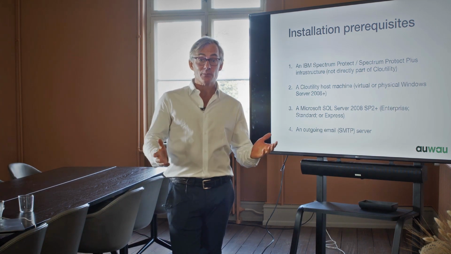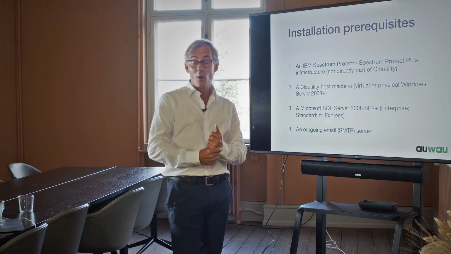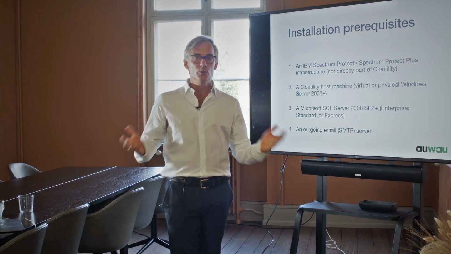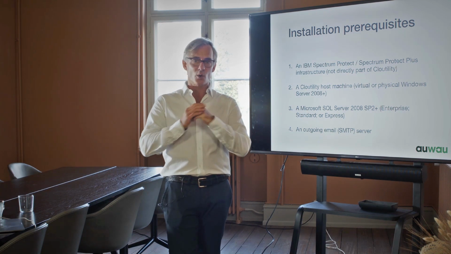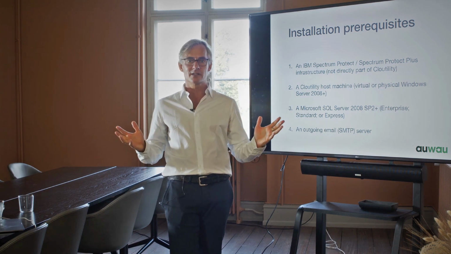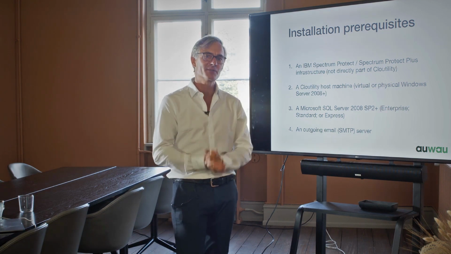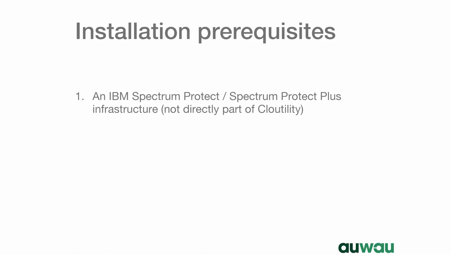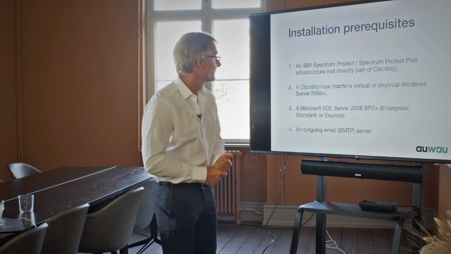And let's start with some of the prerequisites. If you want to know more about the installation process, we do have a thorough administrator's manual which talks a lot about installation prerequisites and the whole installation process. But let's go through the minimum steps here in this presentation. So first of all, though this is not part of Cloutility, you will need an IBM Spectrum Protect and Spectrum Protect Plus infrastructure.